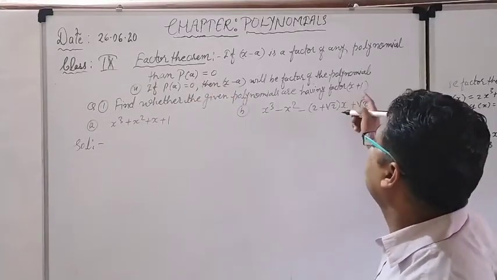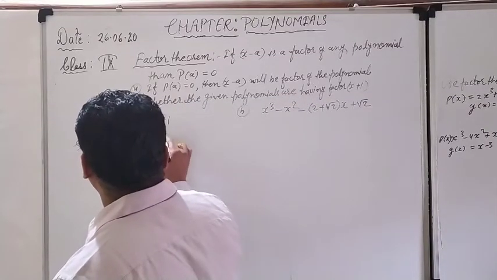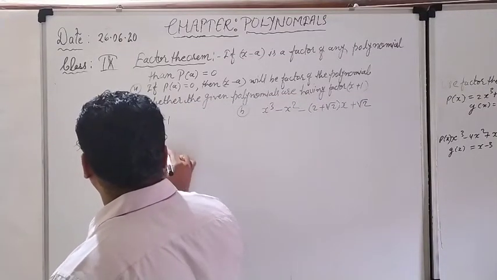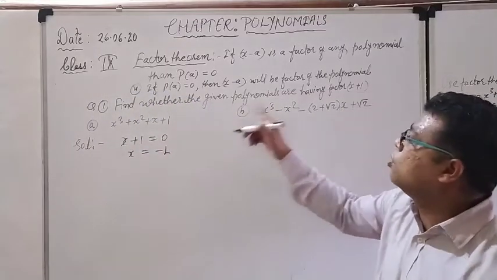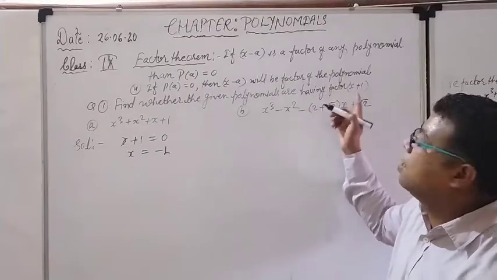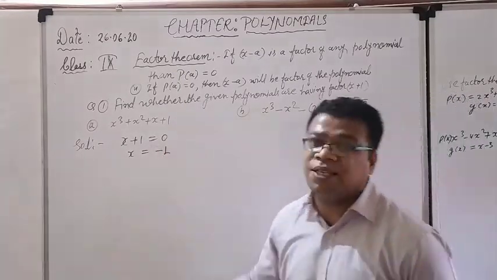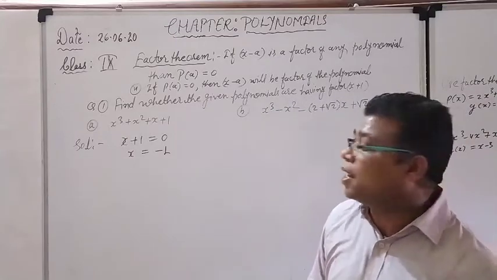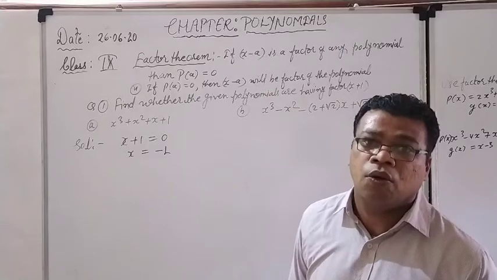So what is a here? Actually x plus 1 is given to me, so x plus 1 is equal to 0. So what is the value of x we are getting here? Minus 1. If x plus 1 is equal to 0, because x plus 1 should be the divisor. If it is a factor, then it will work as a divisor. So we get the value of x, and that x is equal to minus 1. It will work as a zero.